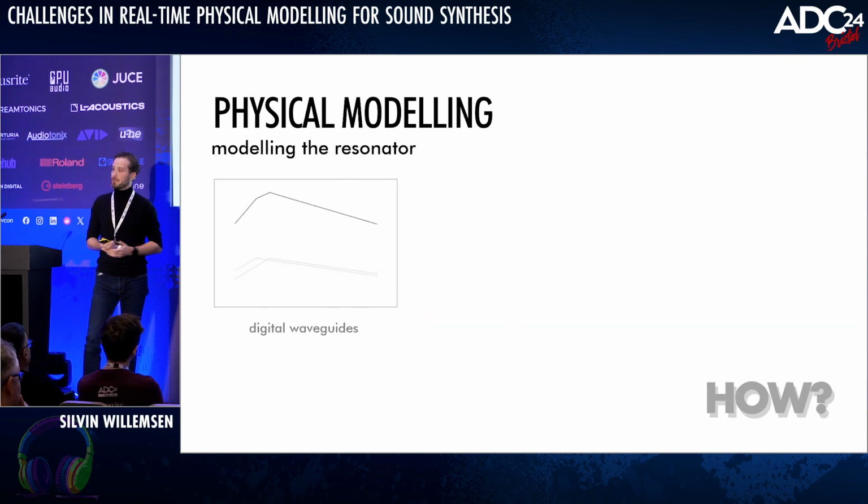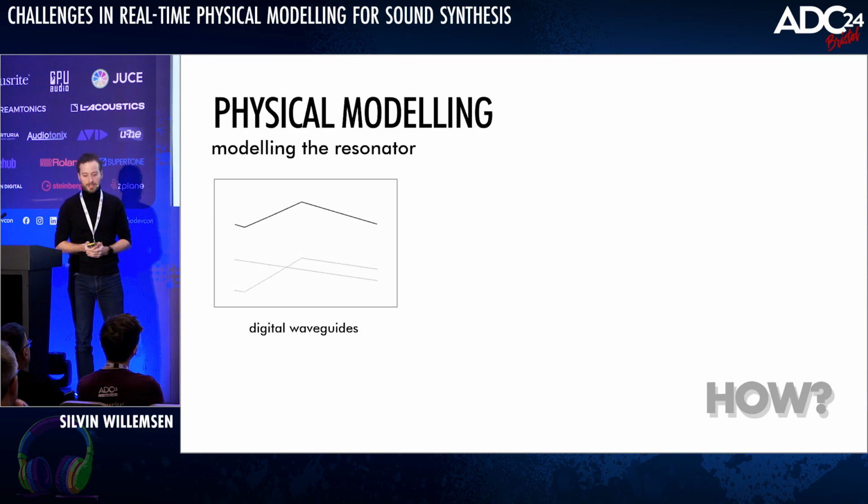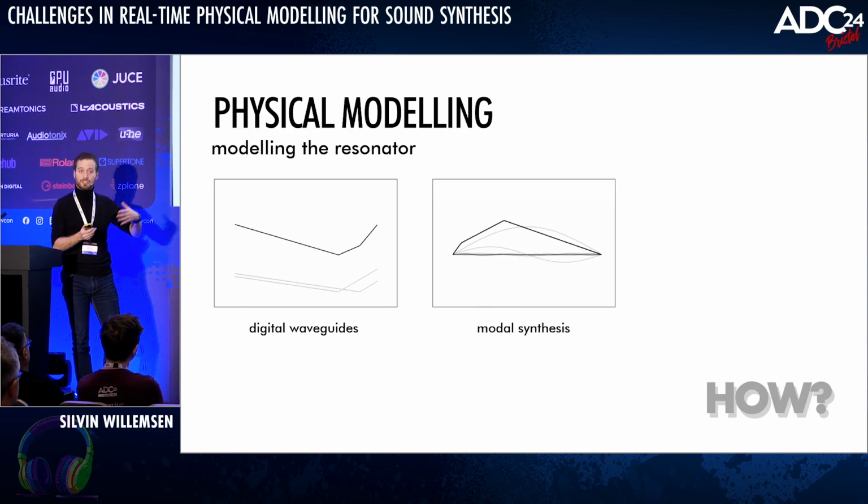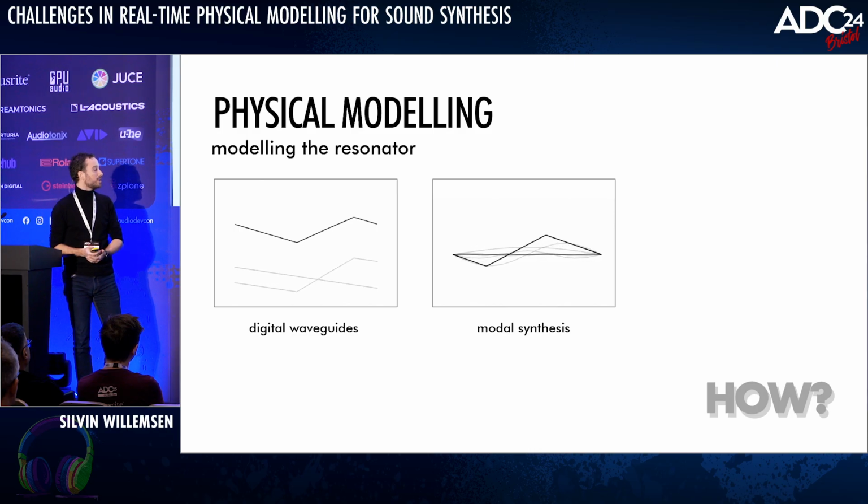So there's various ways that we can model the resonator. In the case of the string, we have a choice of, for example, digital waveguides, which have been around since the 60s, very fast algorithm. We can decompose the string into its modes of vibration, add these modes together, and get a nice string movement there.